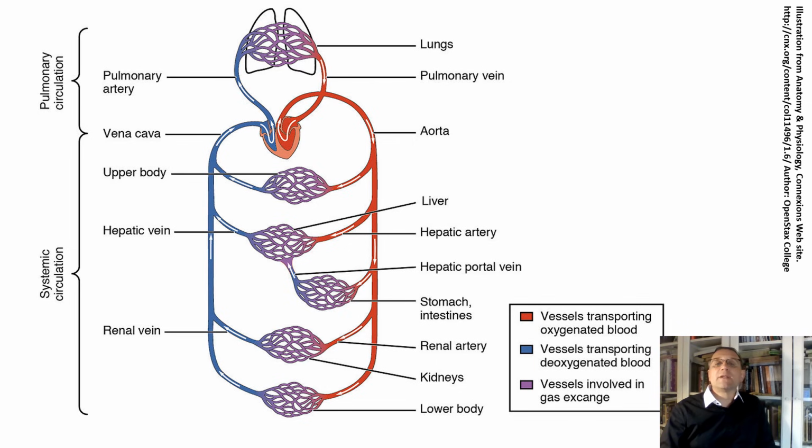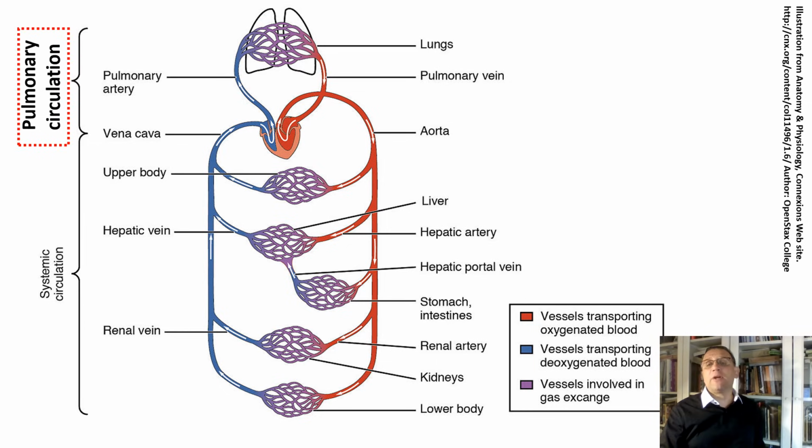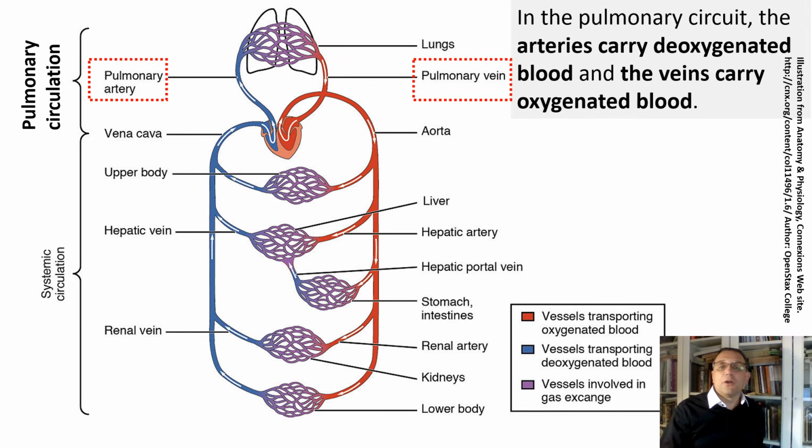Evolving for many millions of years, vertebrates developed a double circulation. This is a very important point, so please pay closer attention. The blood that flows to and away from the lungs is referred to as pulmonary circulation. Note that in the pulmonary circuit, the arteries carry deoxygenated blood and the veins carry oxygenated blood.